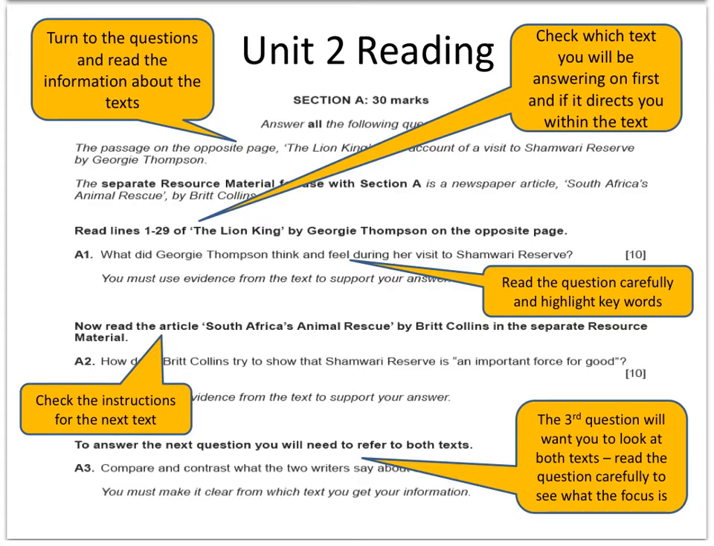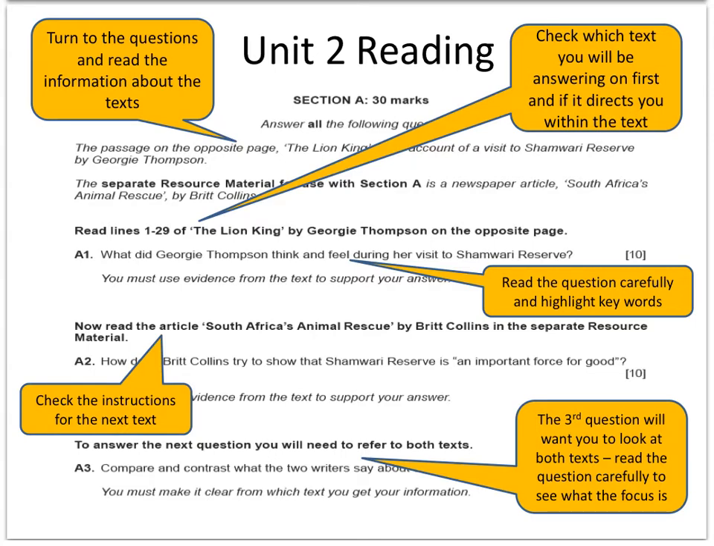The second question, A2, asks you to look at the other article in the resource material, the separate resource material. It says, now read the article South Africa's Animal Reserve by Britt Collins in the separate resource material. How does Britt Collins try to show that Shamwari Reserve is an important force for good? And again, you should be checking the instructions for the next text and making sure that in your answer you use evidence from the text to support your ideas.